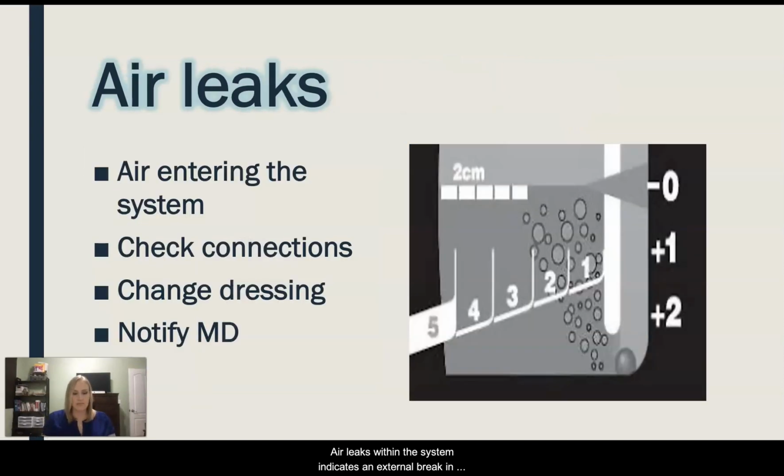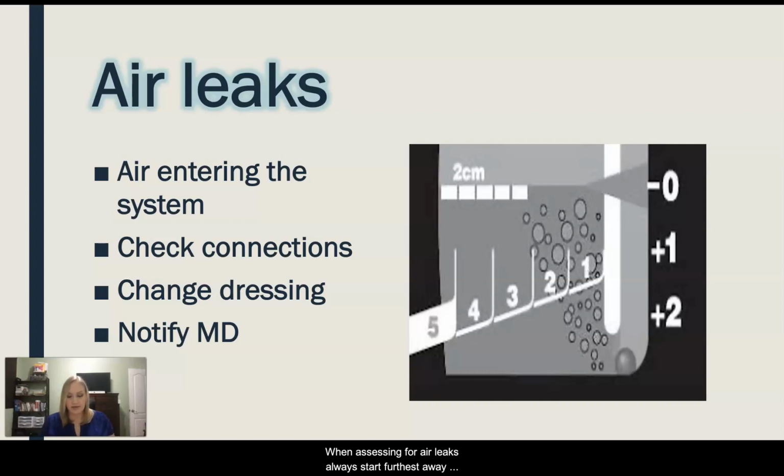Air leaks within the system indicate an external break in the chest tube's airtight seal, distal to the chest tube insertion site. Air leaks can be easily assessed by looking at the air leak chamber on the unit. Upon further assessment, you can then find the location of the leak. It's important that this leak is fixed because proper functioning of the chest tube depends upon the airtight system. Often air leaks occur at connection sites, which can be corrected by reinforcing the site by taping it.